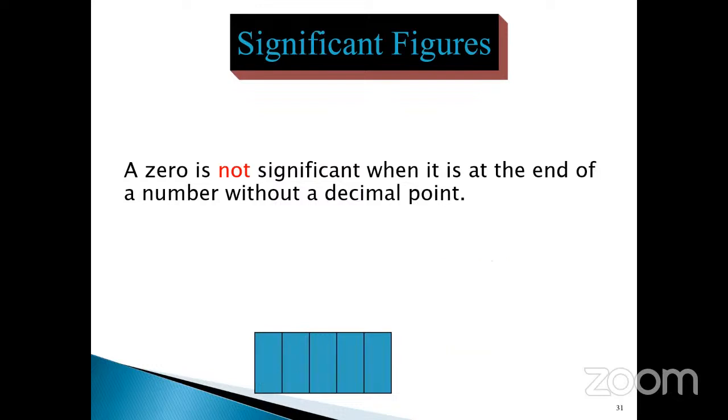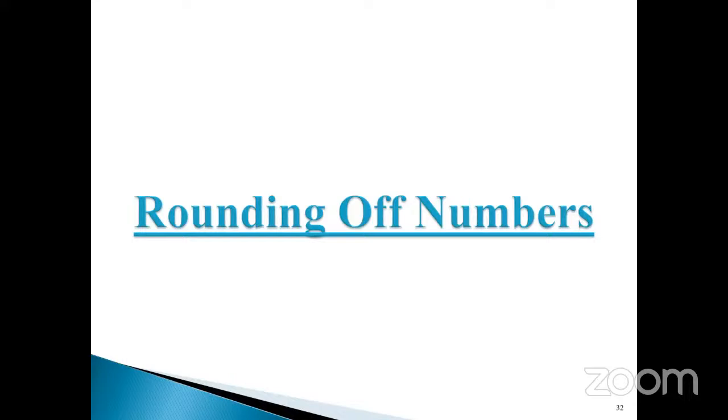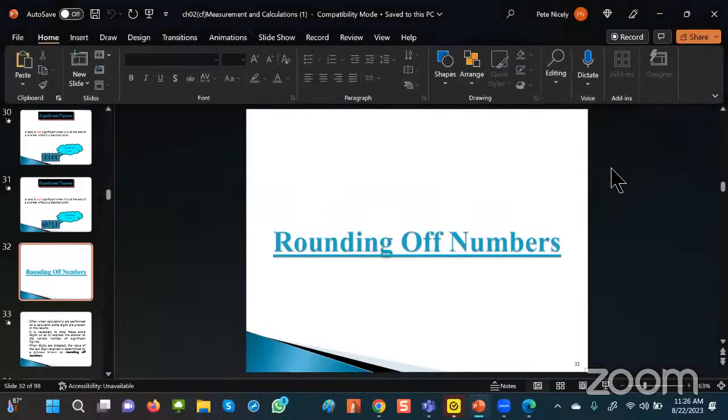I think I have another example of this. Yes, again, no decimal point, and we have a 0 at the end, so that 0 is not significant. So therefore, there's only 4 sig figs represented here in this number. Okay, so that's basically the rules for determining the number of significant figures in a given measured value. So let me get back to the assignment.